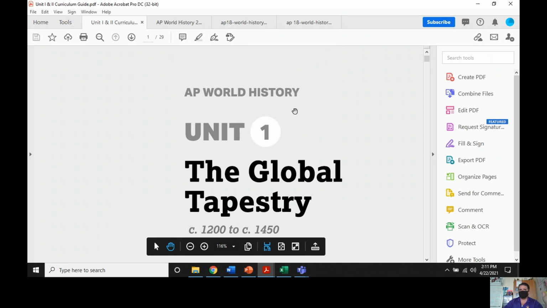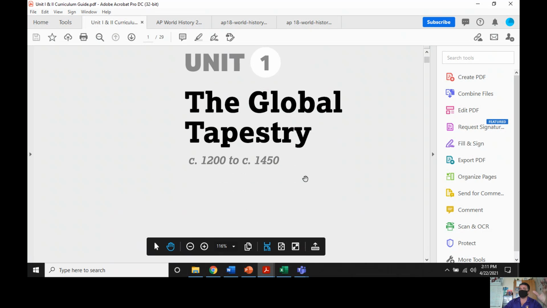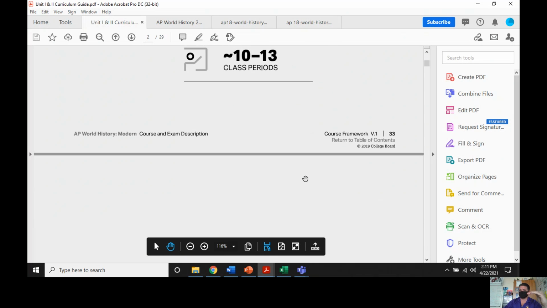I'm going to break it up via units, and it's going to be all time periods. Units 1 and 2 are together because it's 1200 to 1450. I'll put units 3 and 4 together because it's 1450 to 1750. Those are the units, but then there are the subtopics.